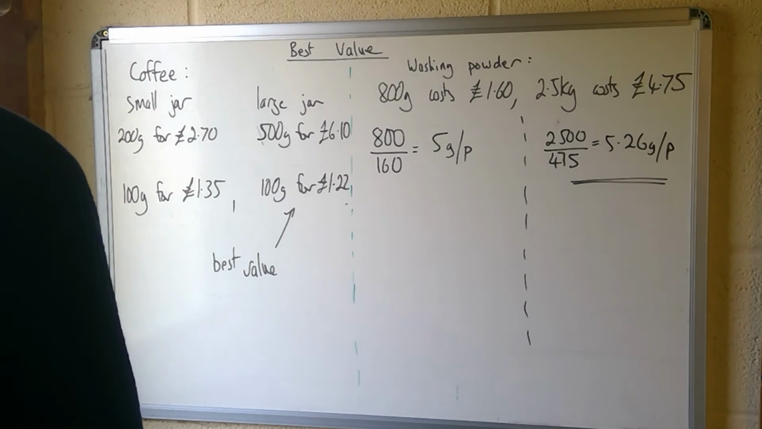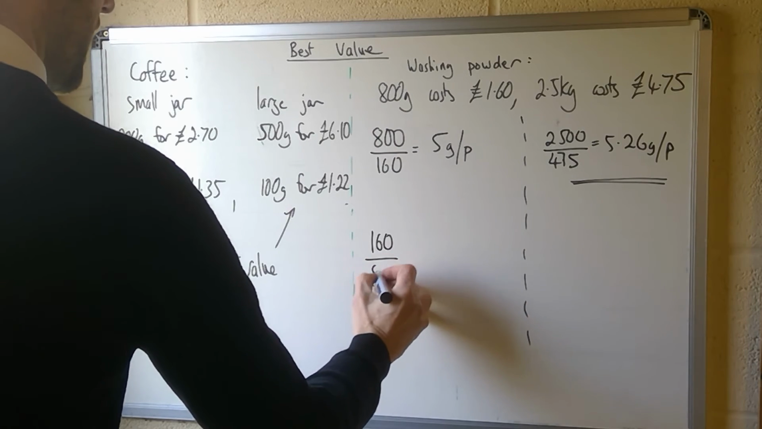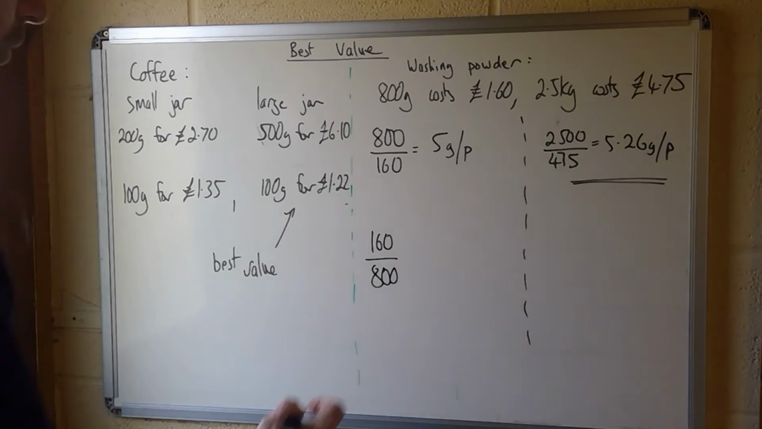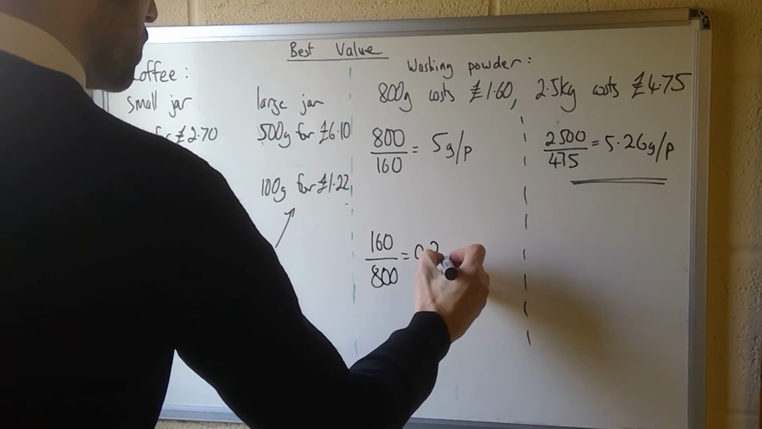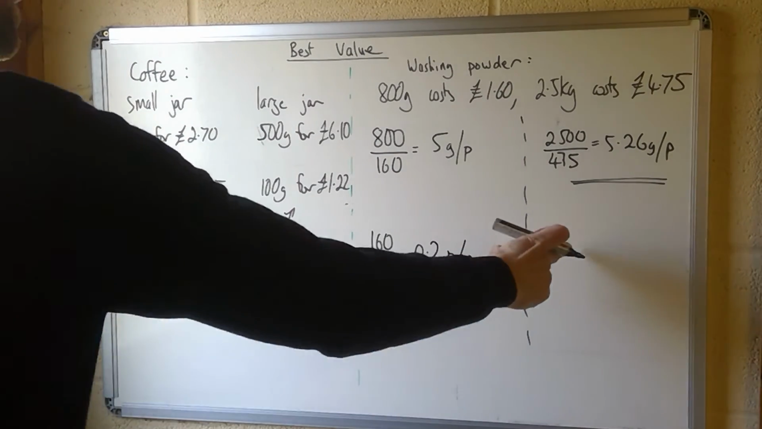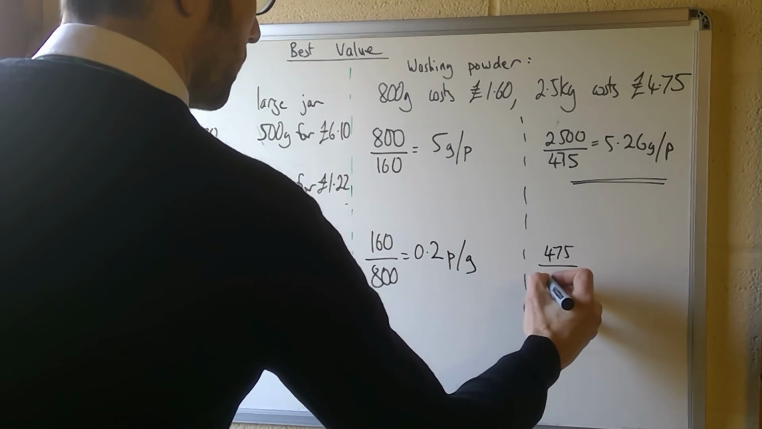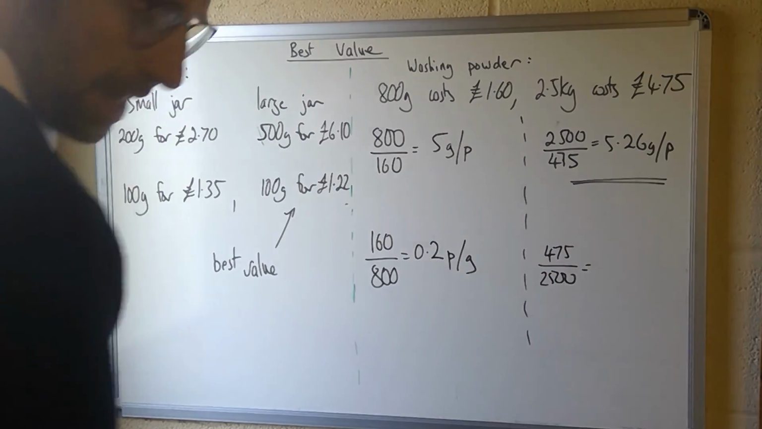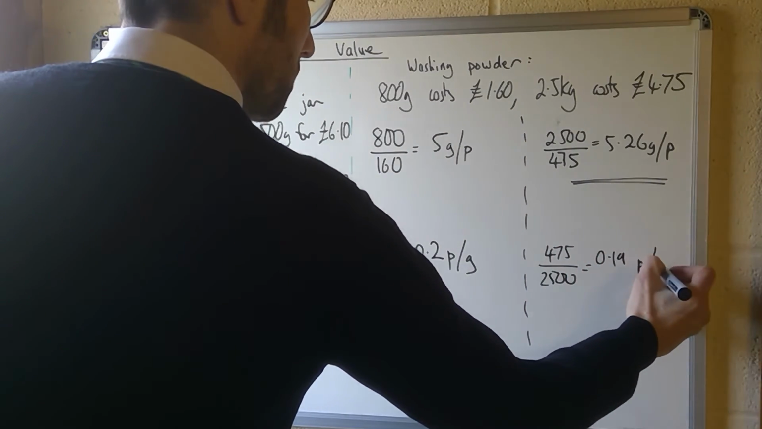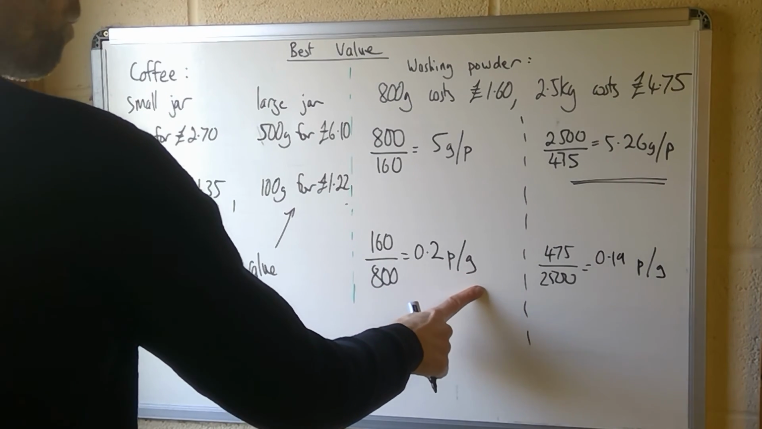The other way of doing it would be dividing the price, £1.60, by 800. So that's 160 pence divided by 800 grams. This would give me 0.2, but this time it would be pence per gram. If I do exactly the same here, I get 475 pence divided by 2,500, and that would give me 0.19 pence per gram.